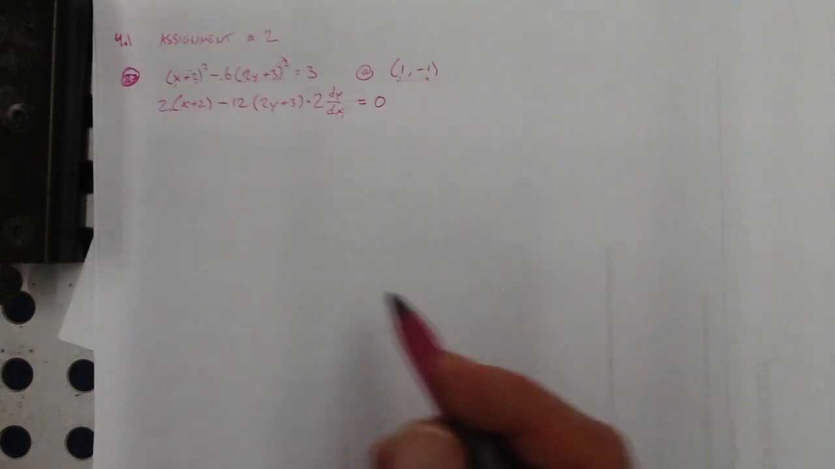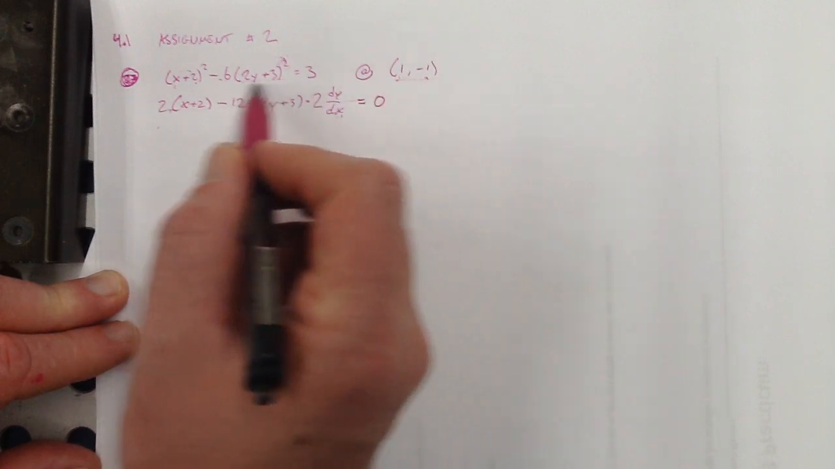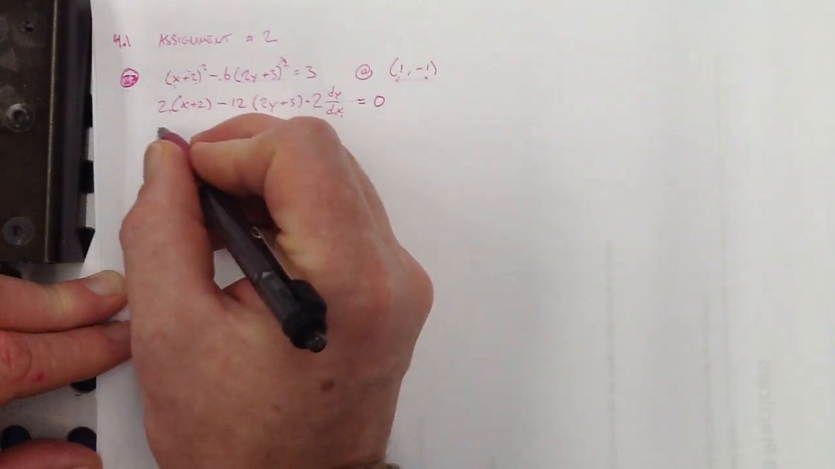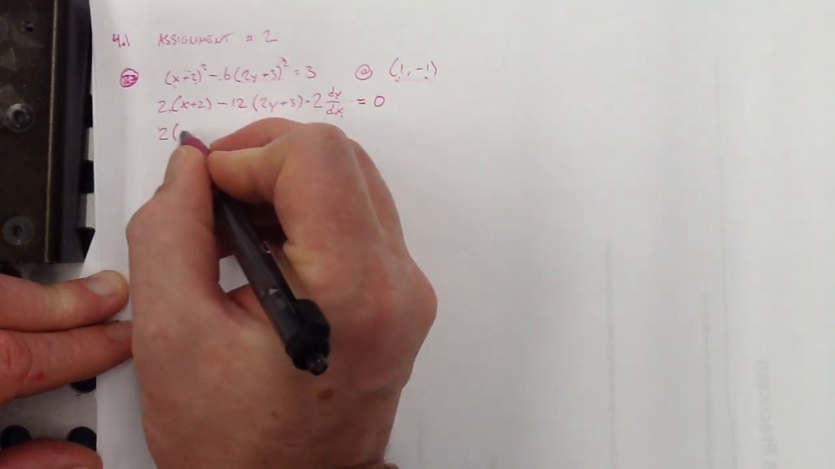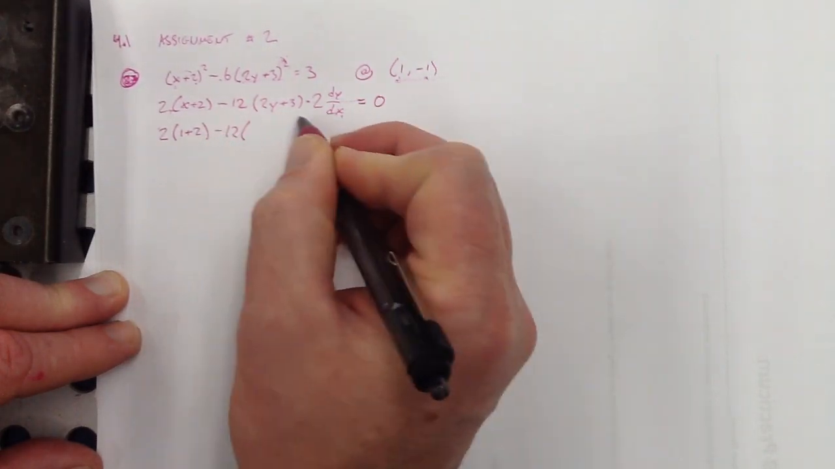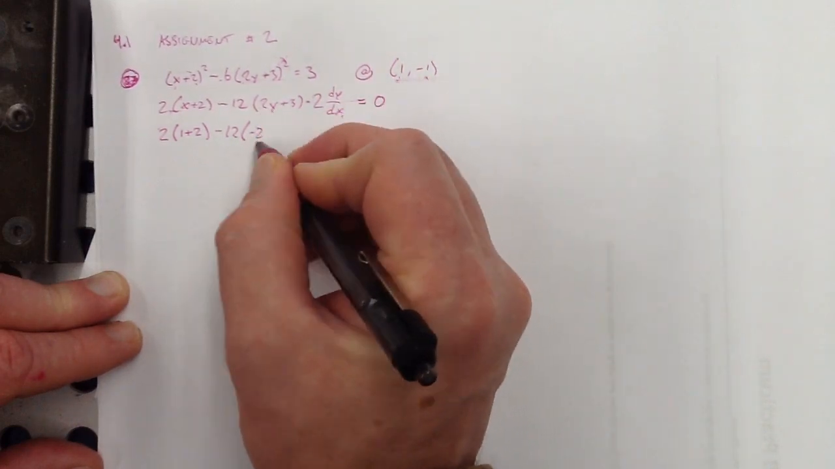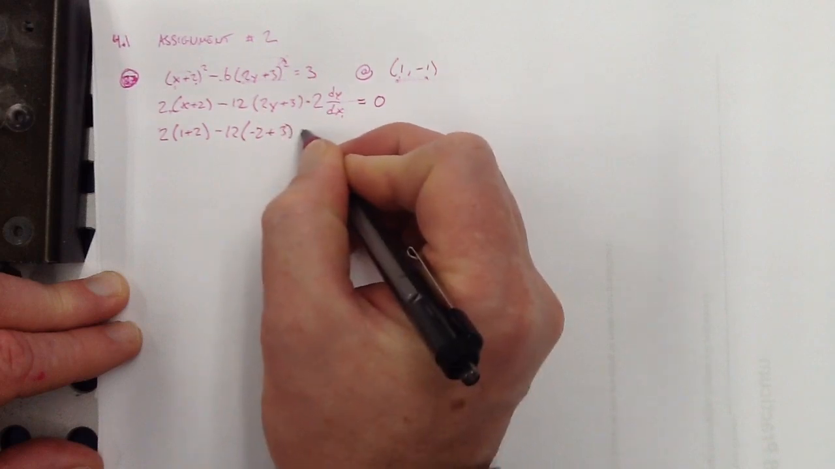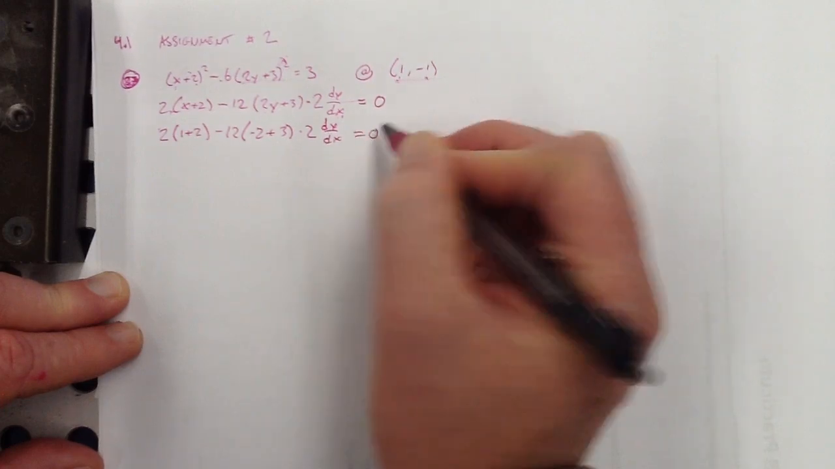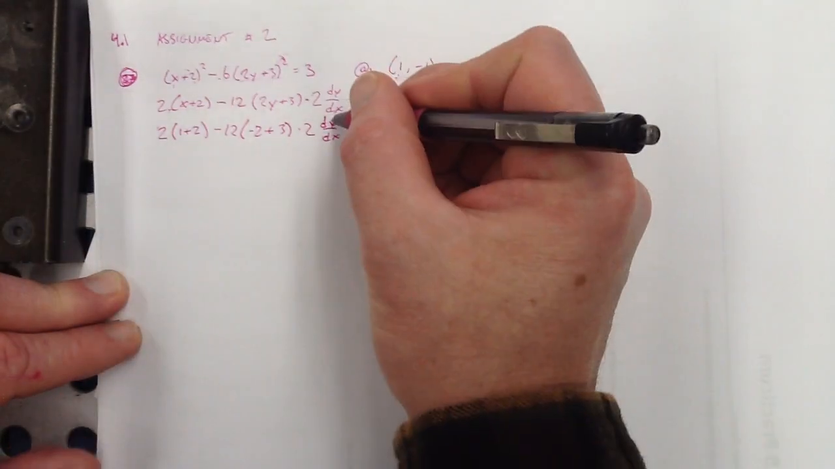Just to give you a different take on this, I'm going to do it that way. Your other option would be to do what we did in assignment number 1 and then plug these in. I'm going to plug these in now. So 2 times (1 plus 2), sorry, getting ahead of myself, minus 12, and then 2 times y is negative 1, so 2 times negative 1 is negative 2, plus 3, times 2 dy/dx equals 0. And now I just have numbers to deal with. I don't have to do as much algebra doing it this way.